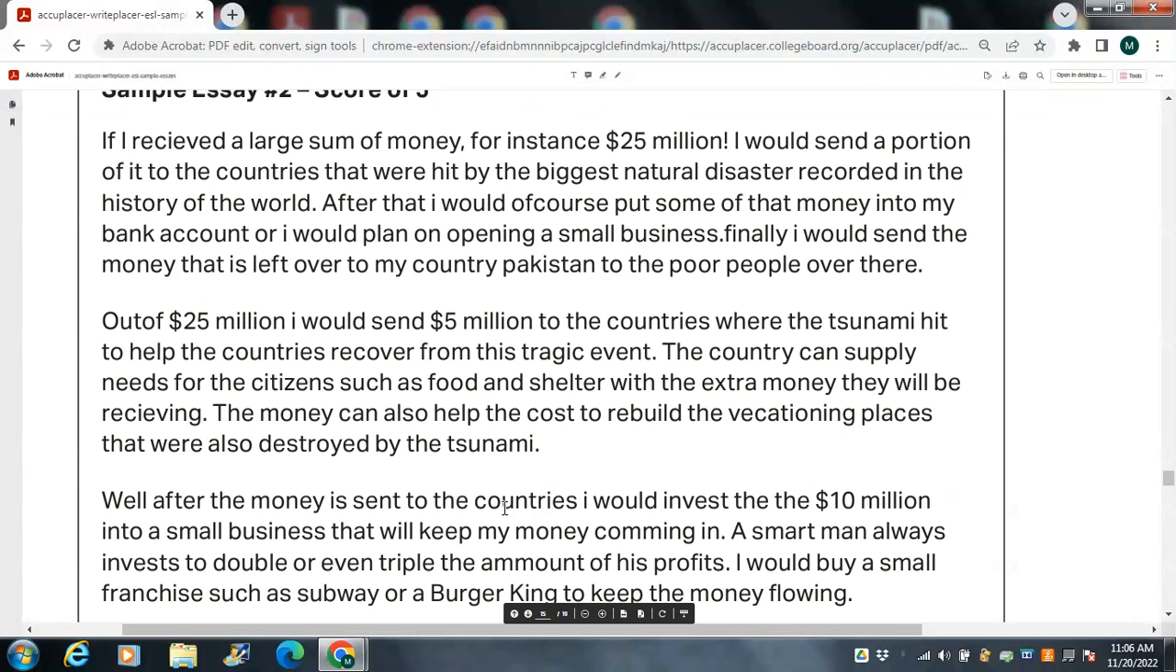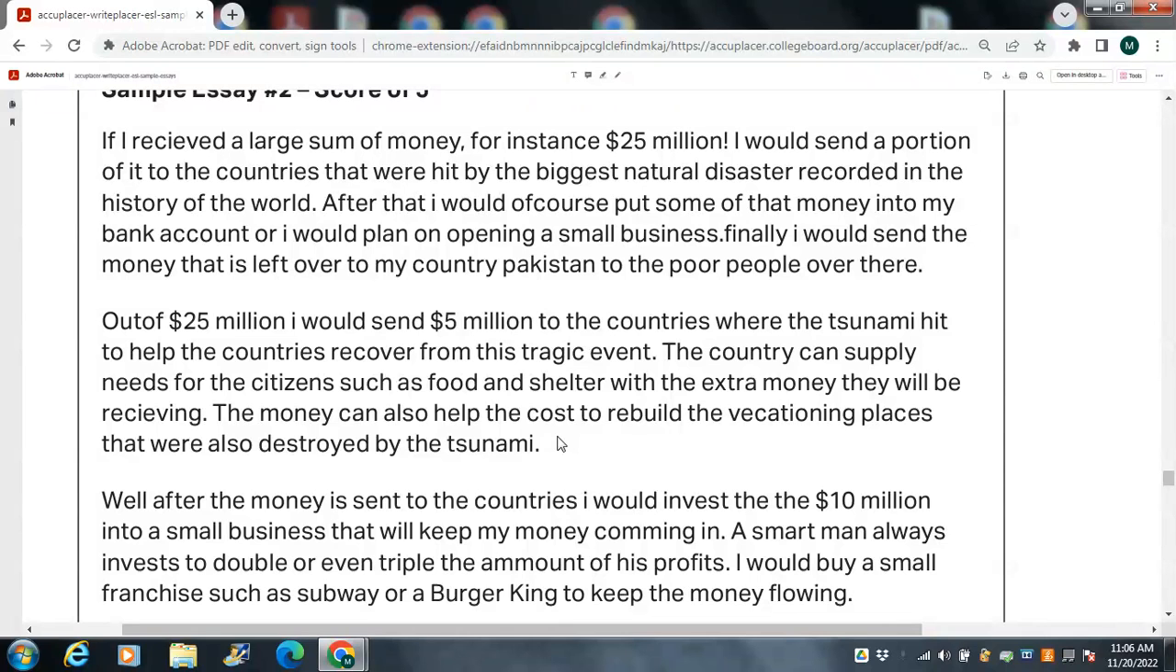"Out of $25 million, I would send $5 million to the countries where the tsunami hit to help the countries recover from this tragic event. The country can supply needs for the citizens, such as food and shelter, with the extra money they will be receiving. The money can also help the cost to rebuild the vacationing places that were also destroyed by the tsunami."